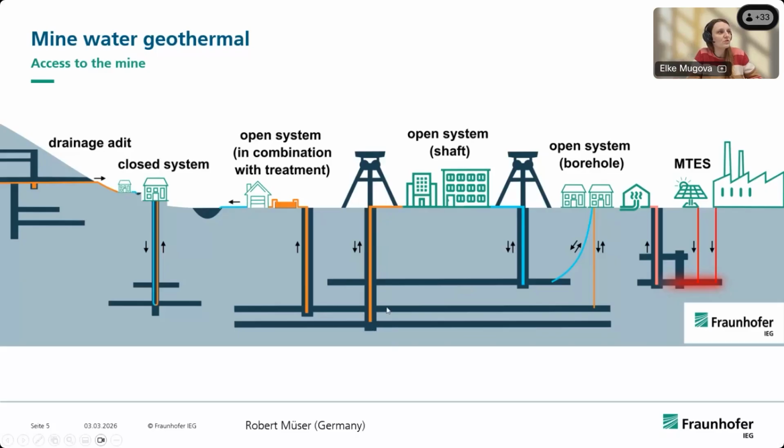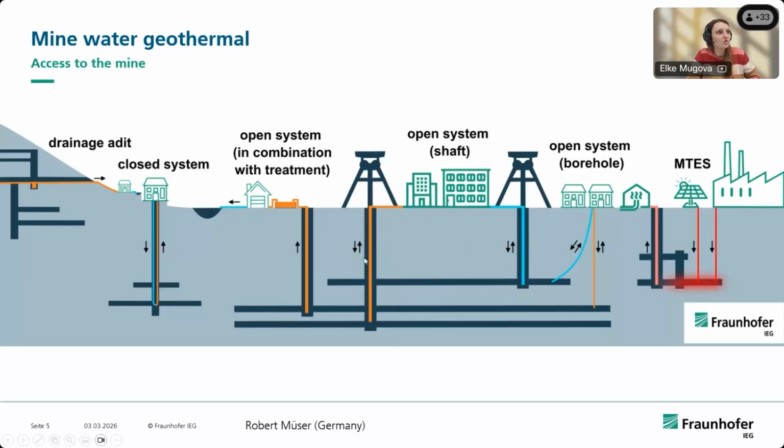So if you take the water from the lower area of the mine, you usually use the water for heating, and if you take the water from the shallower area of the mine, you can use the water for cooling. This can also be done in a system where you have heat extraction in the winter for heating, and then you inject the water back into the mine. That's why the arrows go both directions. Or in summer, you can extract the water for cooling and then inject it back into the mine.